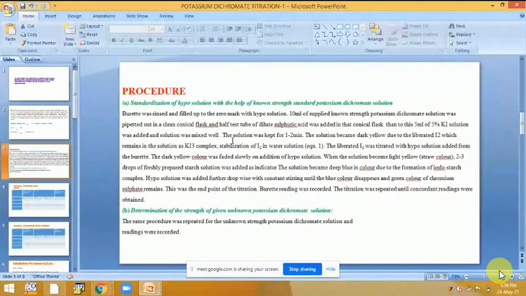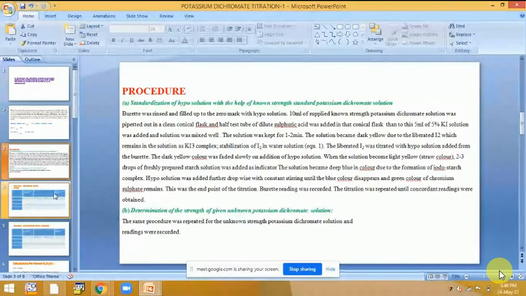The solution color becomes brown. First, you titrate with the hypo solution. Then when the solution color becomes faded, you add starch solution. After the starch solution, the solution becomes blue in color. Then continue your titration with hypo solution. At the end point, when the color changes from blue to green, you note the reading.